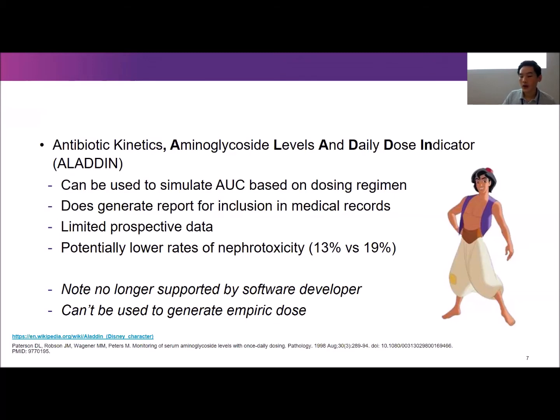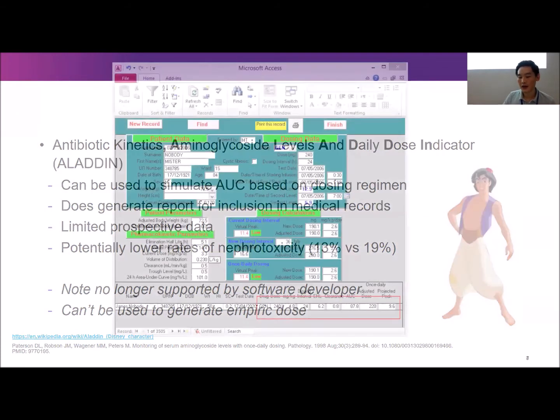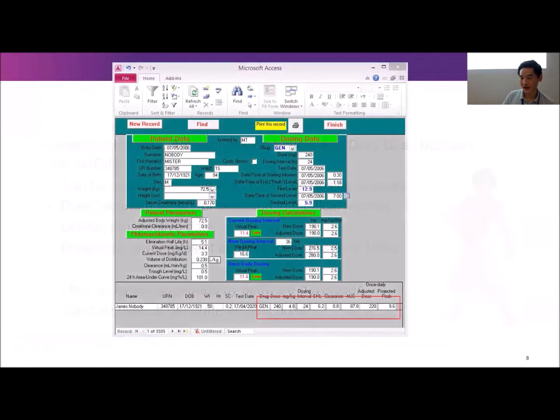The other thing to be aware of is that Aladdin can't generate an empiric starting dose. It requires a clinician to select the first dose, whether you do that with a nomogram or the weight-based dosing that your centre is used to, before you can get the two concentrations that will allow Aladdin to generate the dosing recommendations.